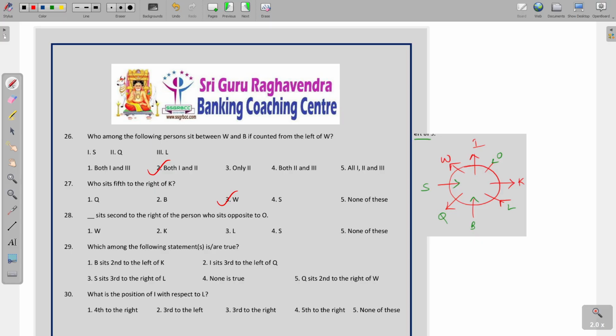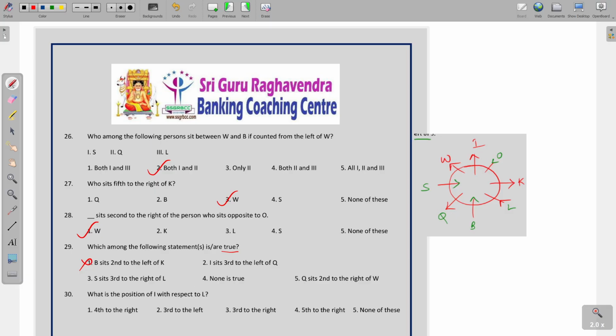So, W is the answer. Which among the following statements is true? B sits second to the left of K. So, B here and K here, B is second from the right, so it is not correct. And I sits third to the left of Q. I here and Q here.